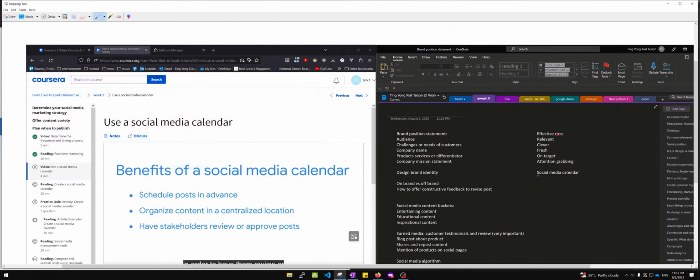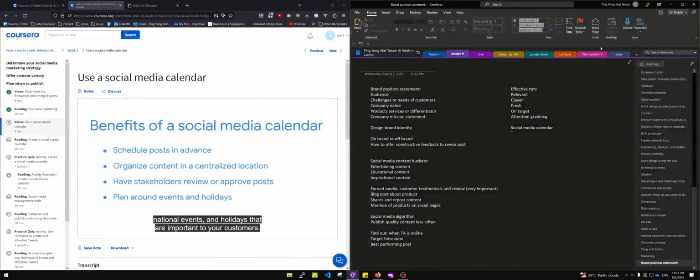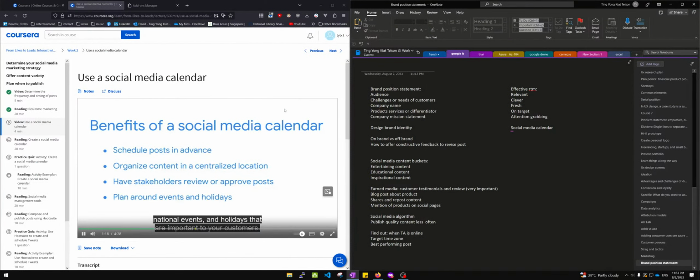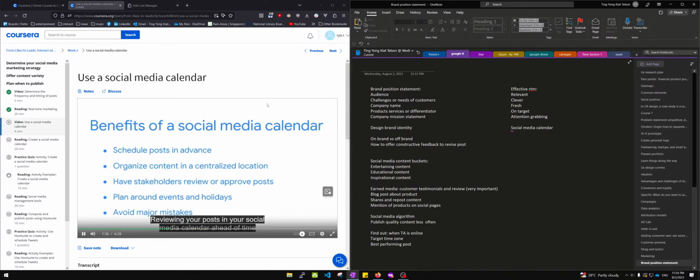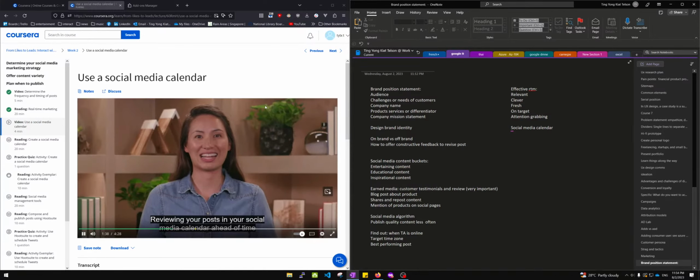And scheduling your posts ahead of time allows you to plan around cultural and national events and holidays that are important to your customers. For example, you might plan posts to celebrate National Hispanic Heritage Month, International Women's Day, or Veterans Day, depending on what feels relevant to your organization. This type of calendar can help you avoid major mistakes in your posts. Reviewing your posts in your social media calendar ahead of time allows you to copy, edit, check for spelling errors and typos, fact check, and make sure that all of your links and images are correct.